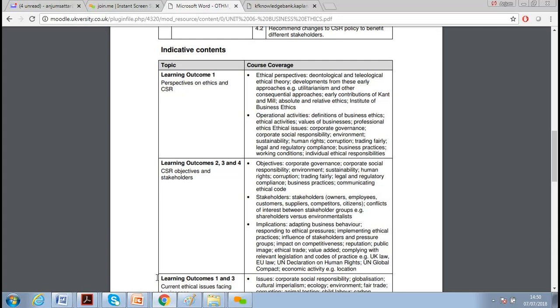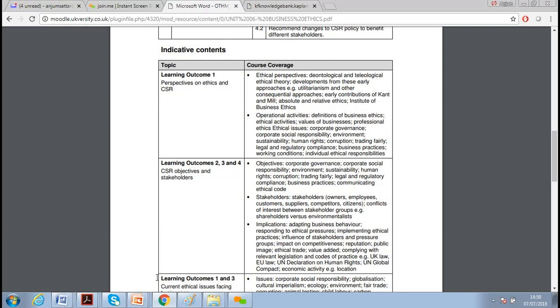The Global Compact too, and we need to look at the economic activities and locations for all these ethical issues, because in some countries there is child labor, in some countries women's rights, in some countries animal rights. So we need to look at how organizations are working toward the welfare of society. All this comes under LO2.